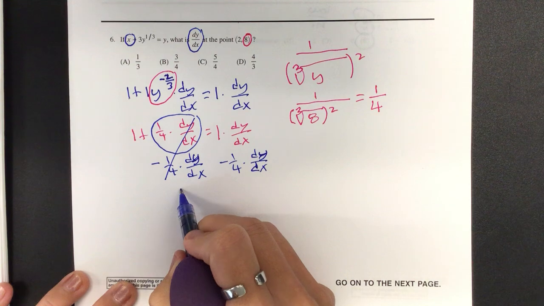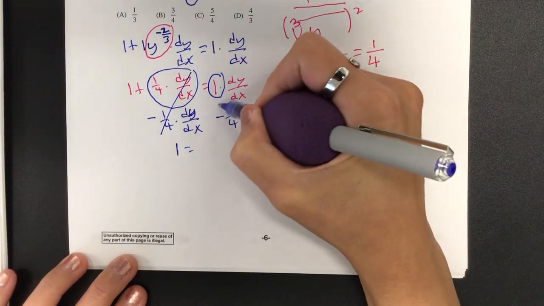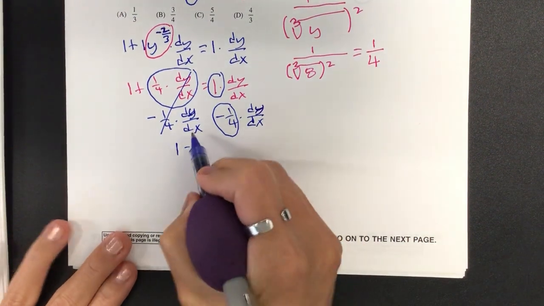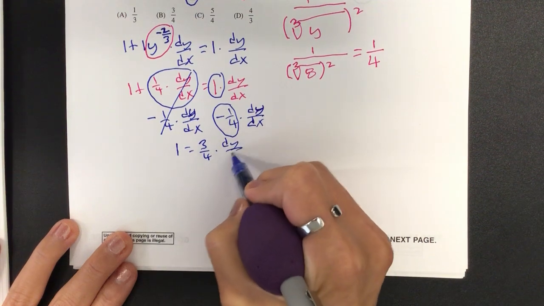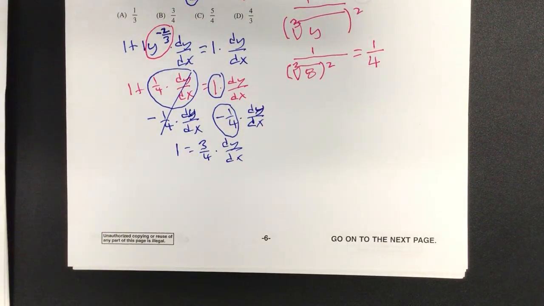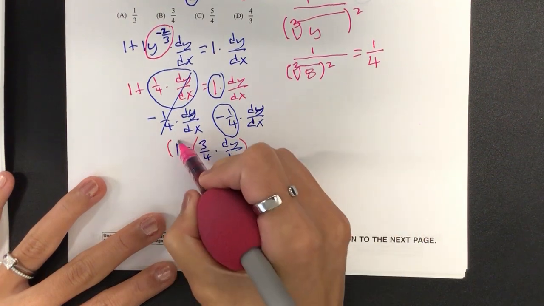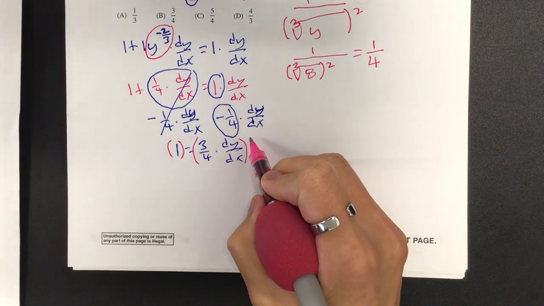So we have 1 is equal to. So if I take 1 minus a 1/4, how many is in my fraction? 3 over 4. And of course, our dy over dx does not go away. And then lastly, how would I multiply on the left and the right to get rid of 3/4? What's the reciprocal?